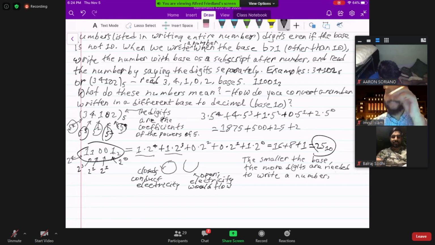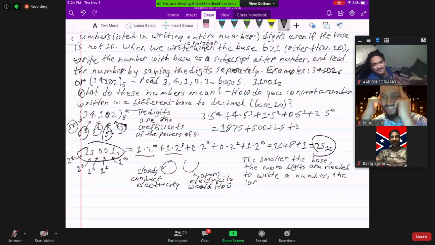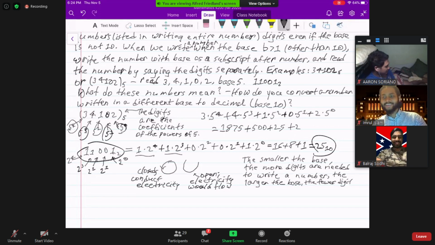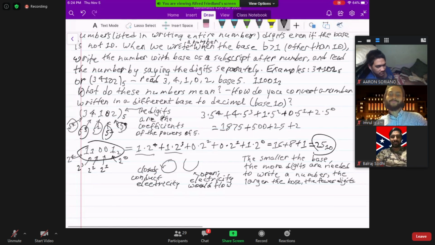And vice versa, the larger the base, the fewer digits are needed. So you have to be careful and see what the base is.